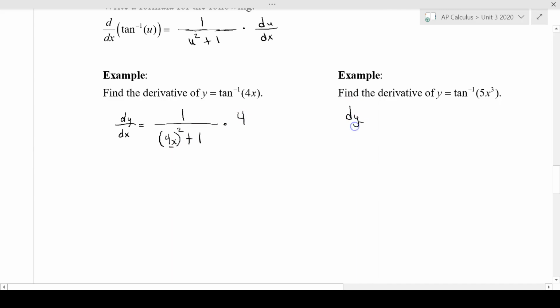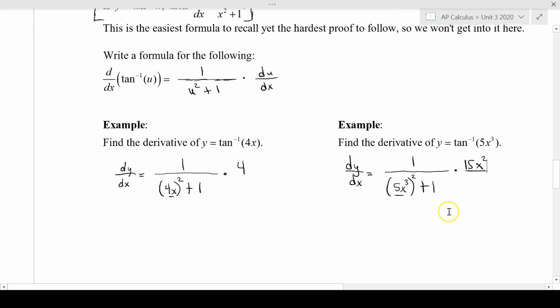Next question, dy dx equals 1 over 5x to the third squared plus 1 times the derivative of the inside function. Well, that'll be 15x squared. That is how simple it is. Now the hard part is just having these formulas.